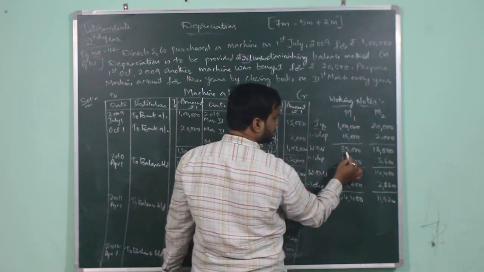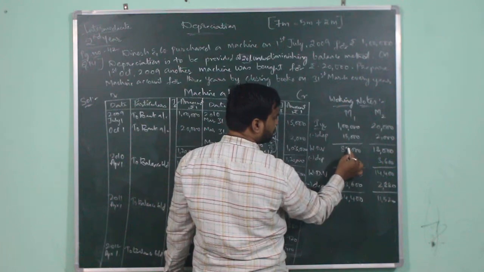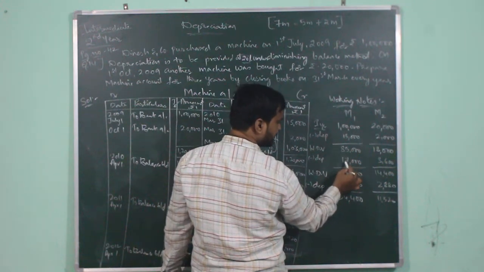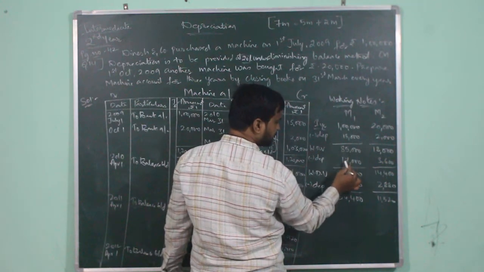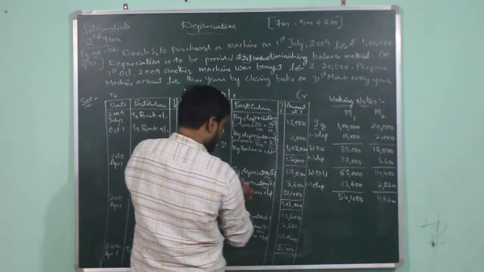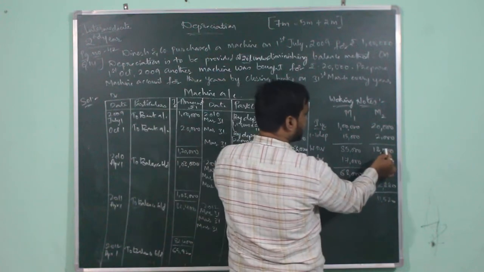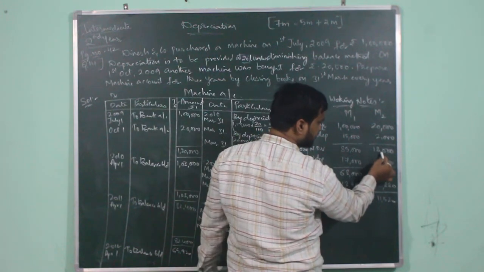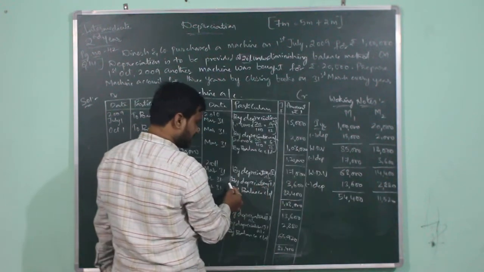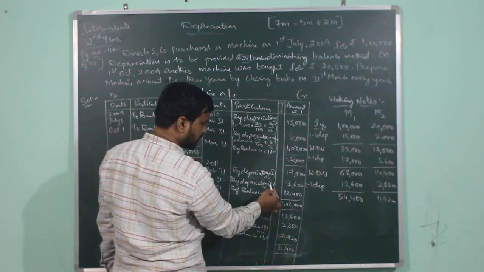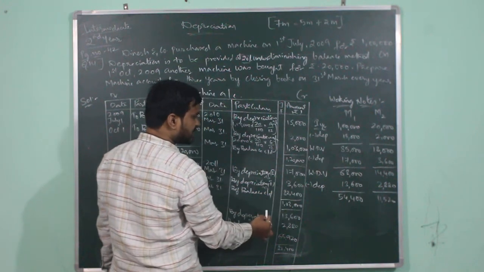So 20% of 85,000: 8, 8, 16, 500, 500, 1,000, 16 plus 1, 17,000. So 20% of 85,000 will be 17,000. So it will be recorded as by depreciation account first machine 17,000, and 20% of 18,000 works out to be 3,600. So the depreciation on second machine will be written here as by depreciation account second machine 3,600.